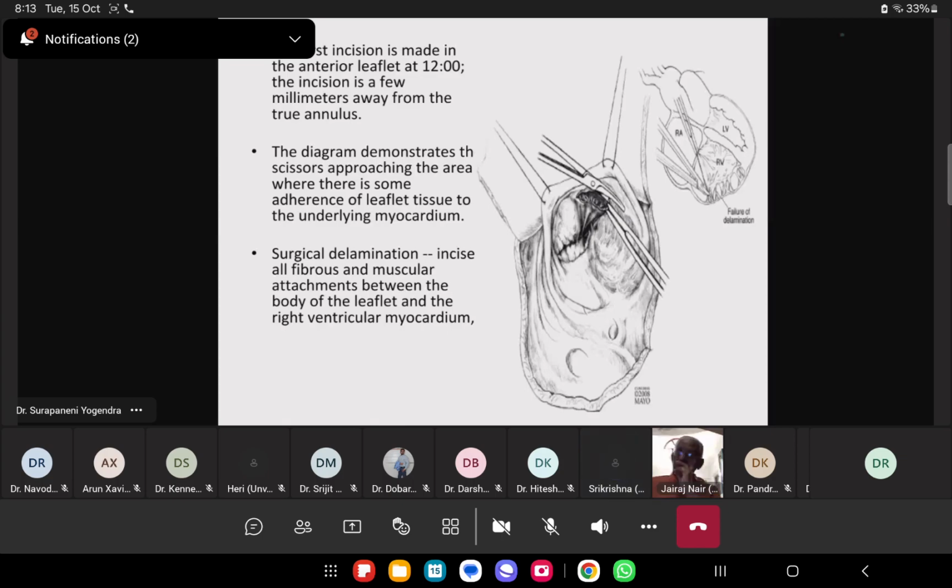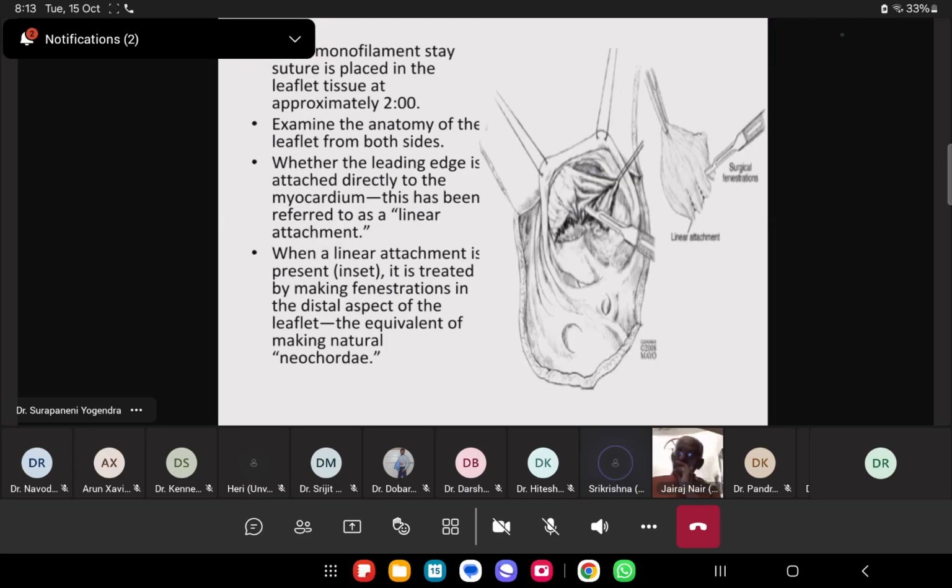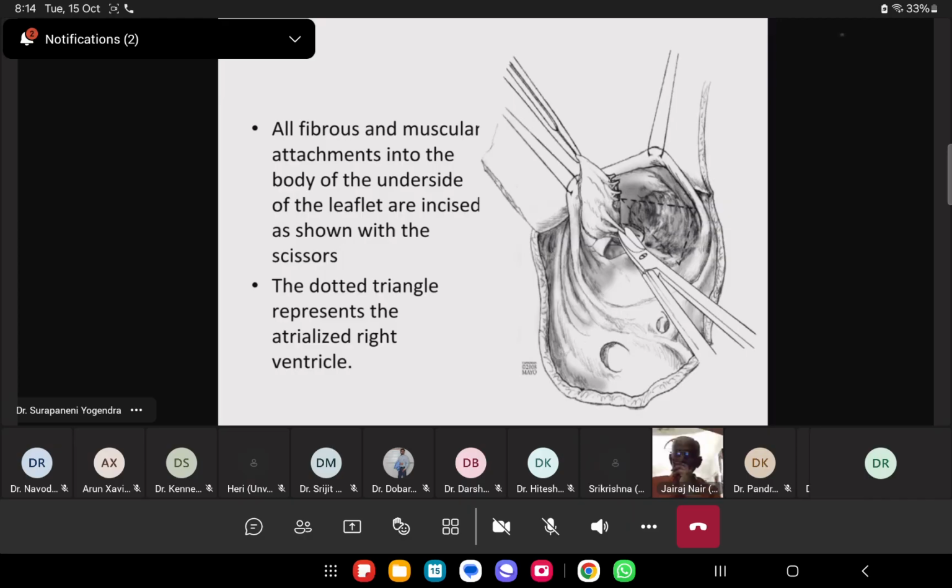A 5-0 monofilament stay suture is placed in the leaflet tissue at approximately 2 o'clock position. Then examine the anatomy of the leaflet from both sides, whether the leading edge is attached directly to the myocardium. This has been referred to as linear attachment. When a linear attachment is present, it is treated by making fenestrations in the skeletal leaflets, the equivalent of making natural neocordae. All fibrous and muscular attachments to the underside of the leaflet are incised as shown with the scissors. The dotted triangle represents atrialized right ventricle in the image.